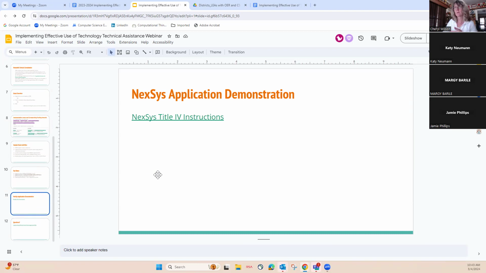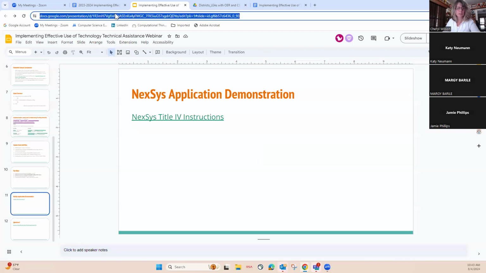We have some instructions and I can share with you, like this is with Nexus. The one thing to remember with Nexus is you need to have a level 5 person initiate the grant application. And so if you have questions on that, there is a document.